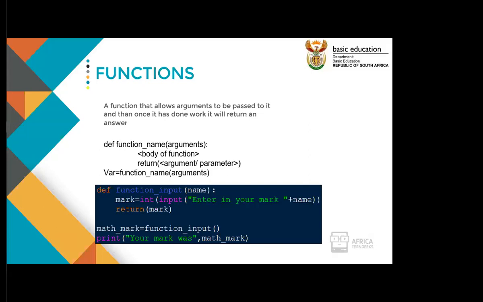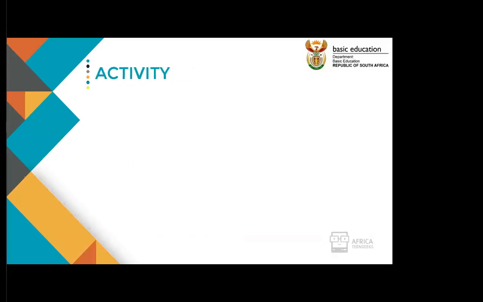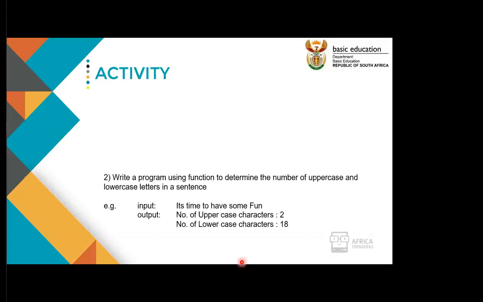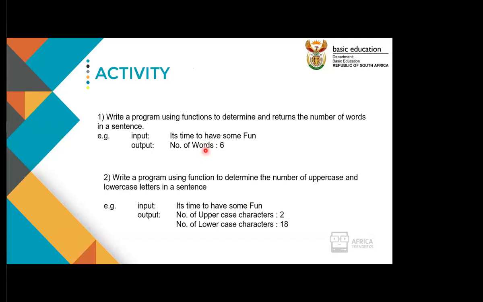Okay, going on to the next part, which is a little activity. Okay, my activity went in backwards order, so there we are. Right, the first one. Write a program using functions to determine and return the number of words in a sentence. For example, if we have the input, it's time to have some fun. The number of words is 6. 1, 2, 3, 4, 5, 6.